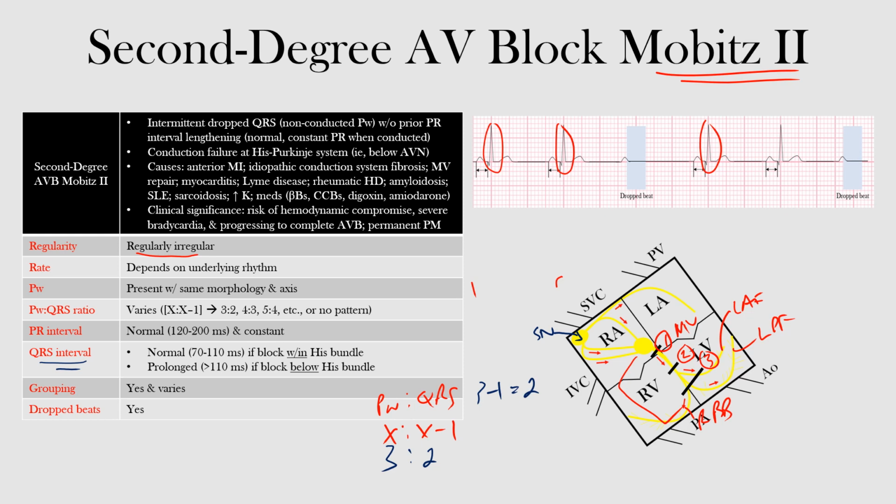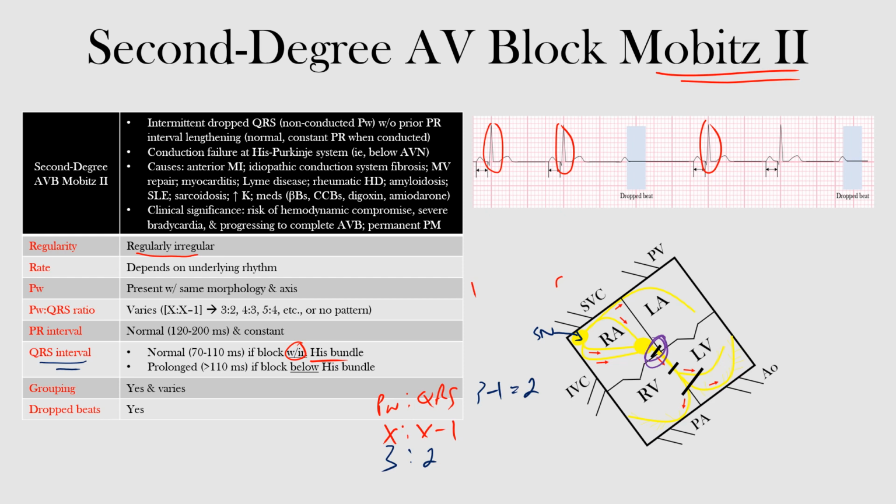And if that's the case, that means the block was within the His bundle. Okay, within the His bundle, meaning that it occurred higher. Okay, so remember our His bundle would be in this area. So if the block occurred here, you can still have a junctional escape rhythm or something coming through there where we'd still have a narrow complex occurring.